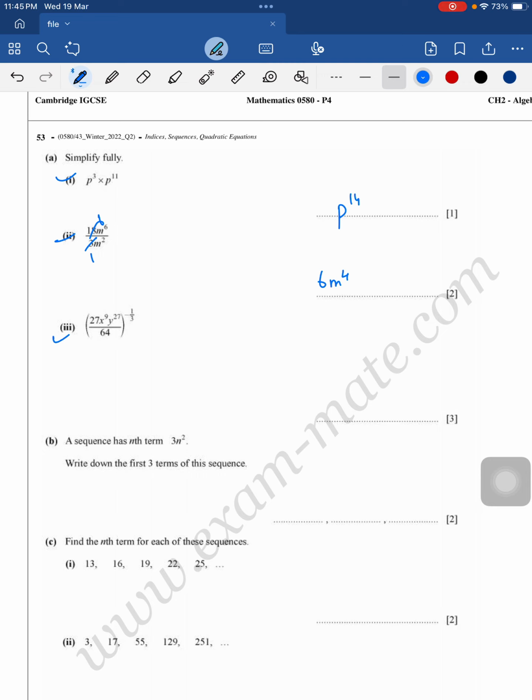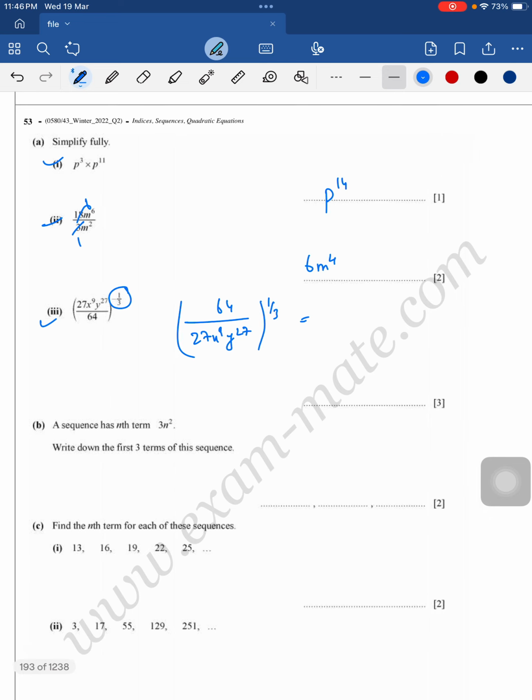Part 3. 27x to the 9 upon 64y to the 27, all to the power minus 1 upon 3. So first, to make this positive, I will just move the numerator into the denominator. Basically I will be shifting the position of the numerator and denominator, right? So 64 will come on top and 27x to the 9 goes in the denominator, to the power 1 upon 3.